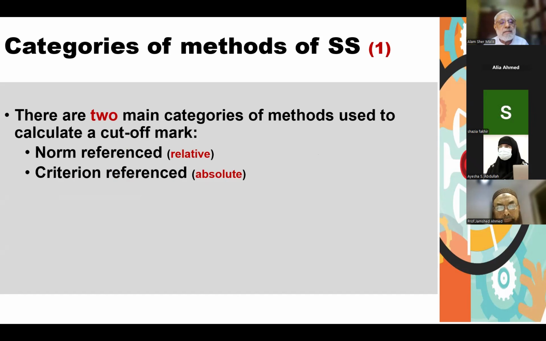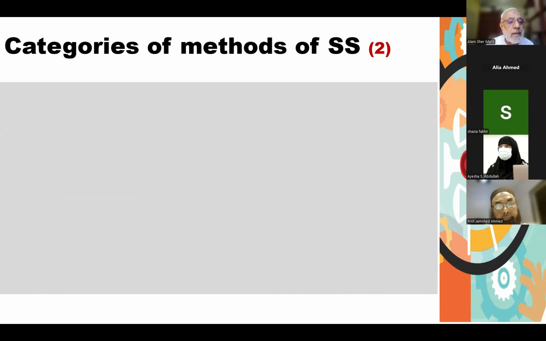Now, the standard setting methods. There are two main categories of methods used to calculate the cutoff score. One is norm referenced, the other is criterion referenced. And if you remember, we used this term criterion referenced for the Angoff method of standard setting. Now we would explain what is norm referenced and what is criterion referenced.